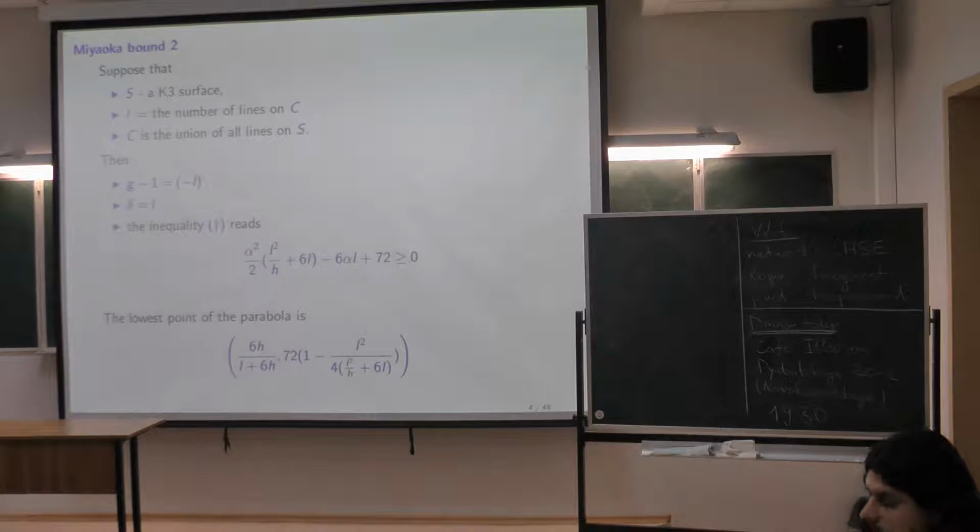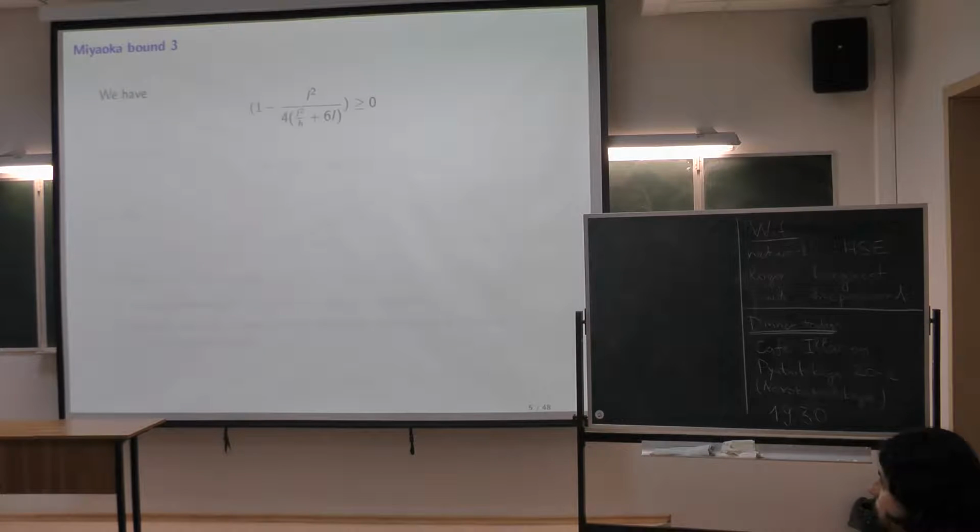I want the graph of this function to be above the x-axis between 0 and 1. So I take the minimum of the function, exactly. I want this thing to be positive, Miyaoka wants. So you have to solve this one, and what you get is this one. But you have to multiply, divide by L.